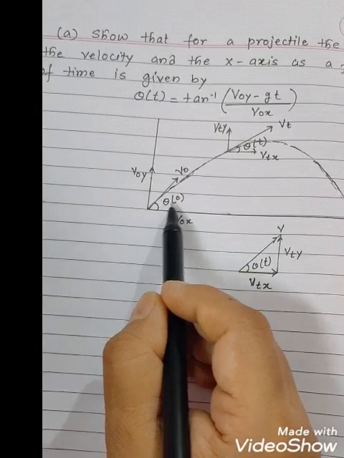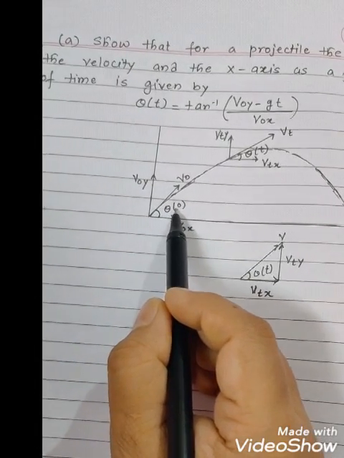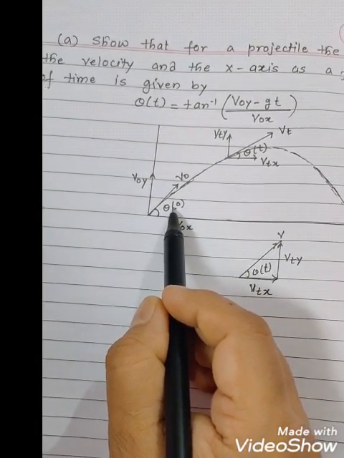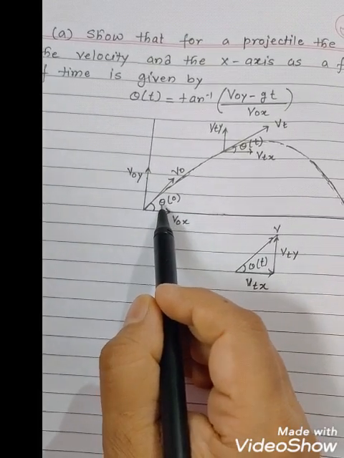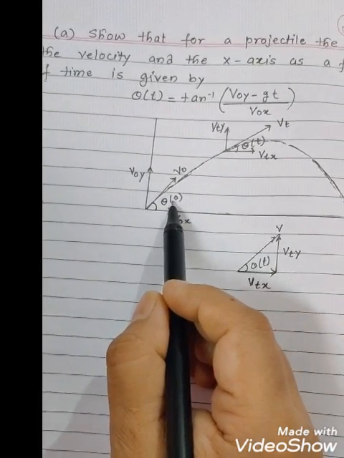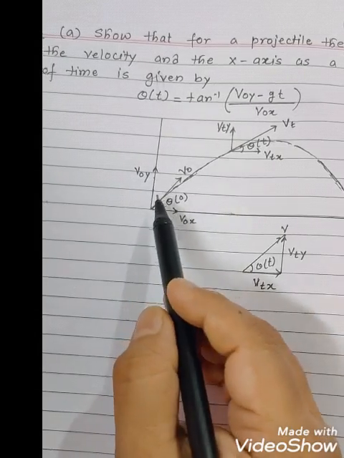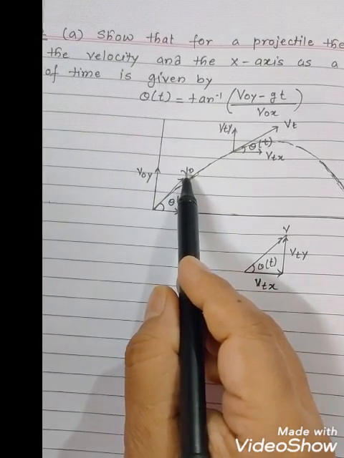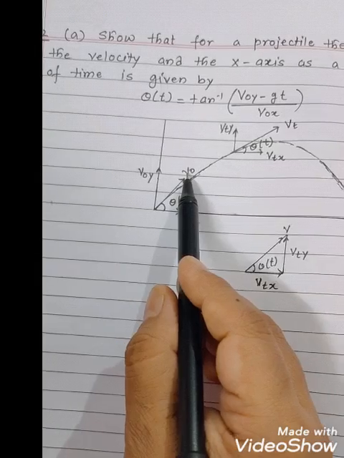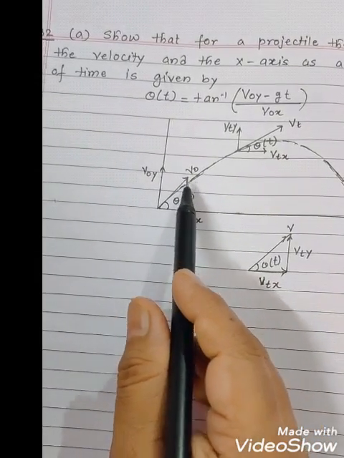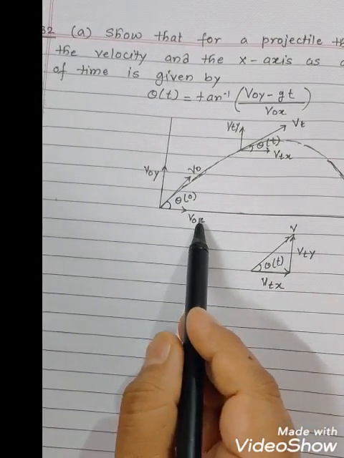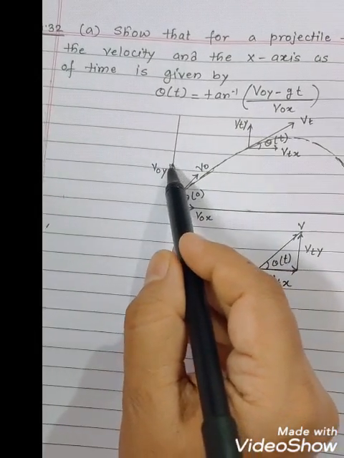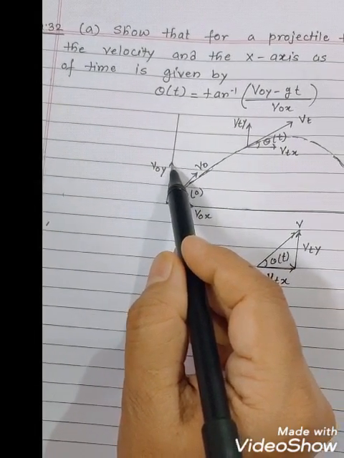the horizontal at time 0. So it is mentioned here theta 0. That means theta is a function of time and the time is 0 here. Now the initial velocity is mentioned here as v0. The horizontal component of this initial velocity is v0x and the vertical component is v0y.